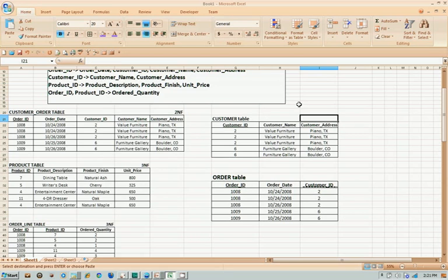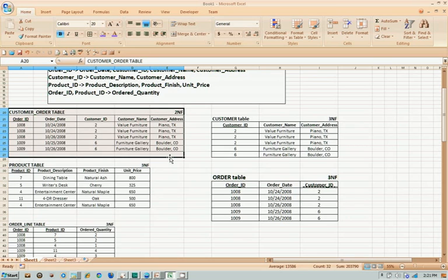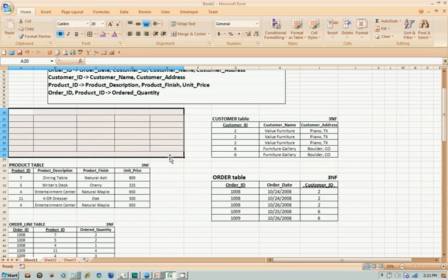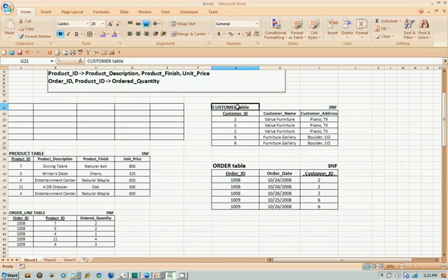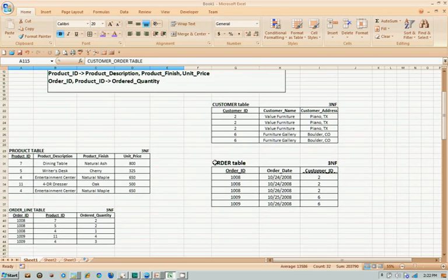Customer table and order table are now in third normal form. Normalizing the data in the invoice view has resulted in the creation of 4 relations in the third normal form: customer, product, order, and order line table. Now, we have removed the data redundancies in our invoice table.